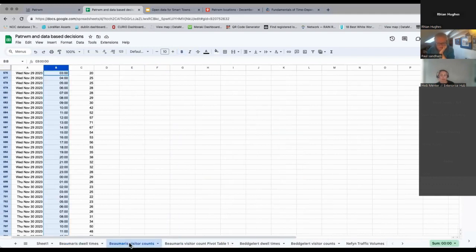I've done the same for the visitor count. The only thing I had to do here was actually insert the times in again. So basically this is the count every hour of visitors in that place over that period of time.